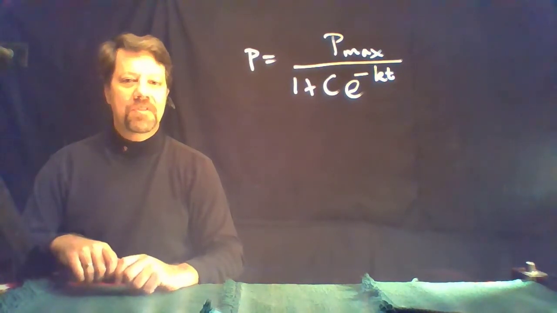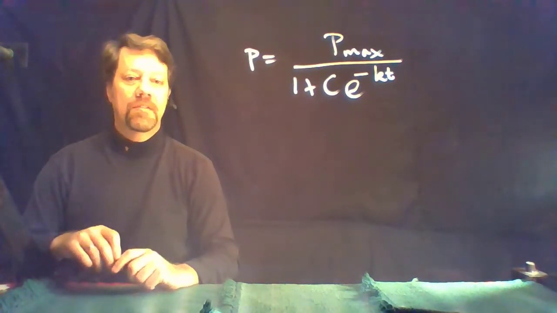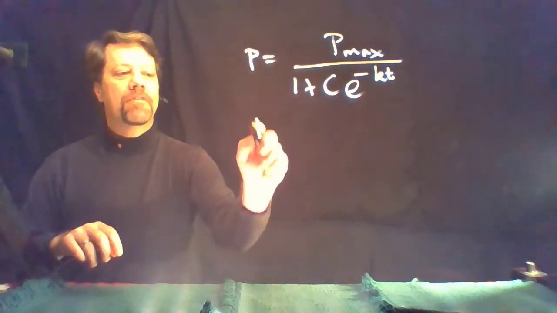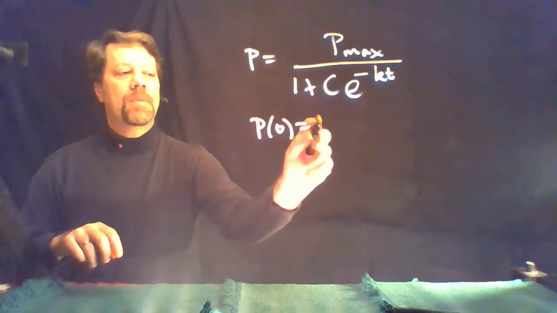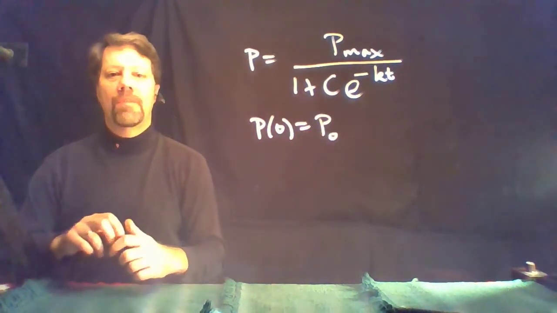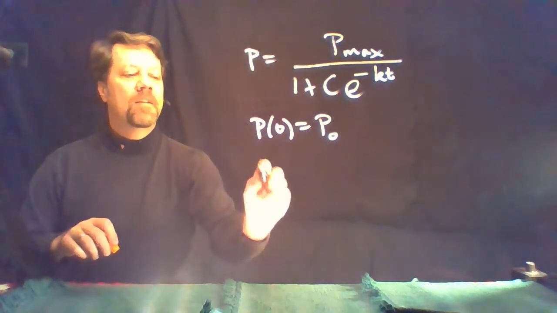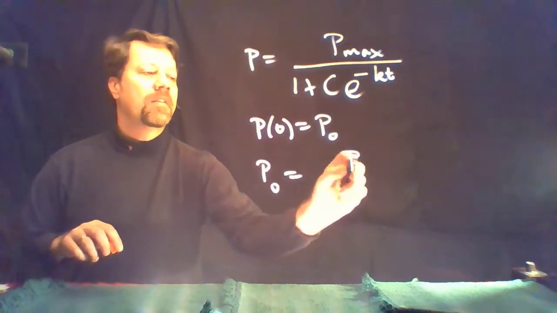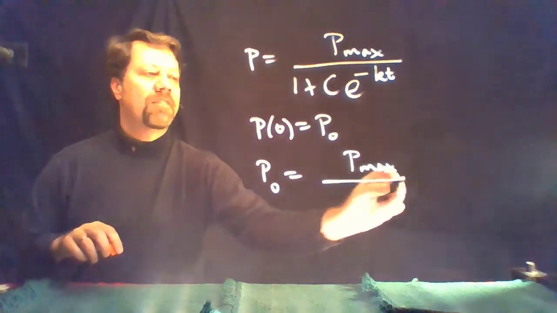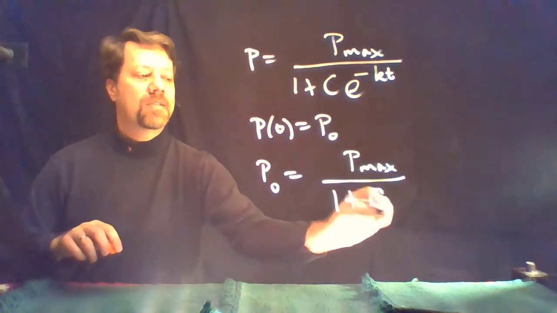Now that we have the general solution to the logistic growth problem, we need to account for initial data. Let's suppose that at time t equals 0, the population size is some constant value p naught. Then p naught will be p max divided by 1 plus c.